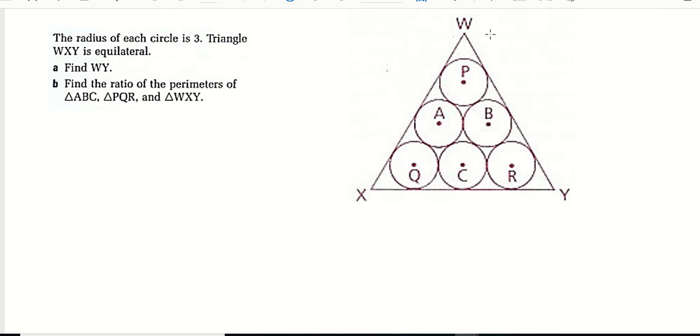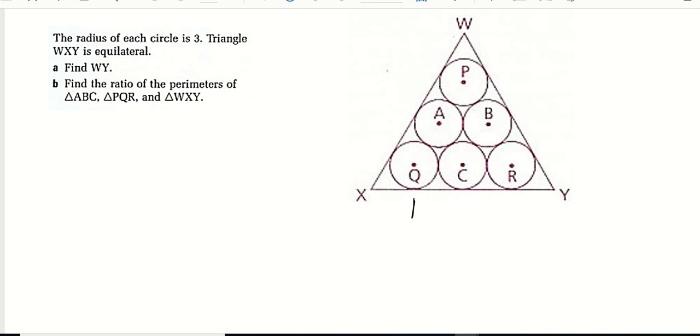If this triangle is equilateral, there's a few things we know. One thing is all three sides are congruent. The other thing we know is each vertex angle, so angle X, angle Y, angle W, are all 60 degrees. So if we're going to find WY, I don't have to find WY, I could find any of these sides. So I'm going to focus on XY just because it's a little easier for me to work with it being horizontal right here.